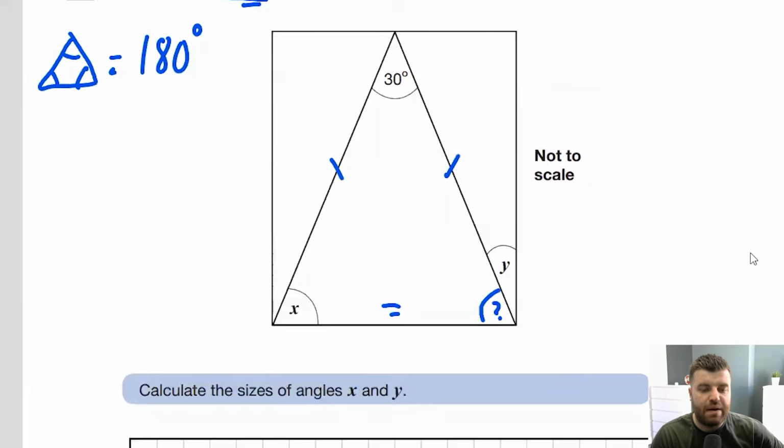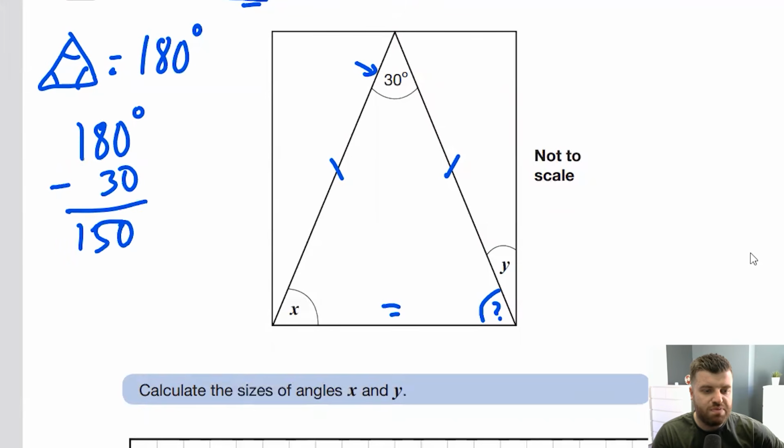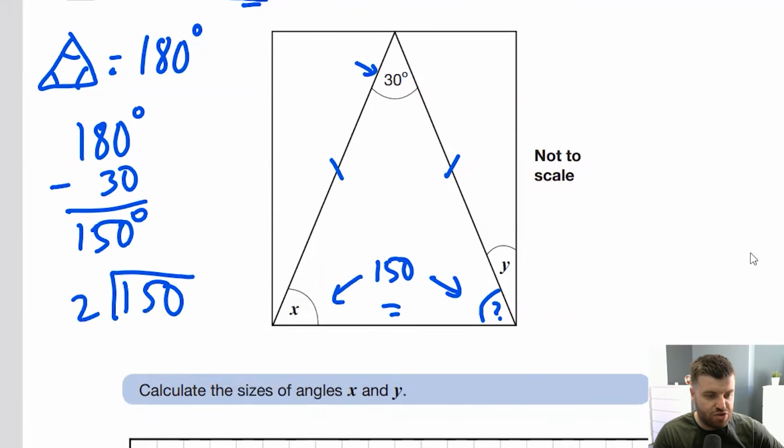So how can I work out what X is? Well, let's do 180. Take away 30, which is this top angle here. I'm going to take that off. We get 150, which means the total of these two at the bottom is 150. Now, if they're the same, we can just halve 150. So I'm going to put it at the bus stop to make sure. Could do this in our heads. 2 into 15 is 7, with 1 left over. 2 into 10 is 5. That means that each of these angles here is 75 degrees.